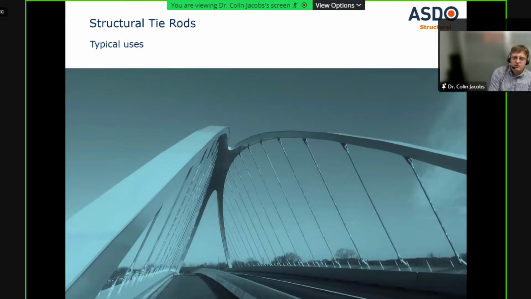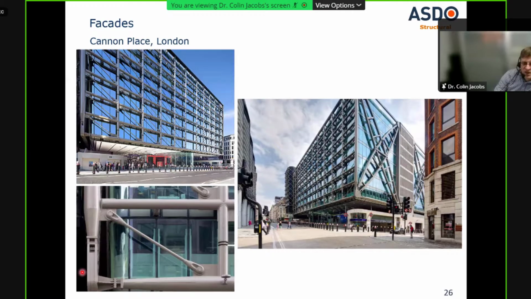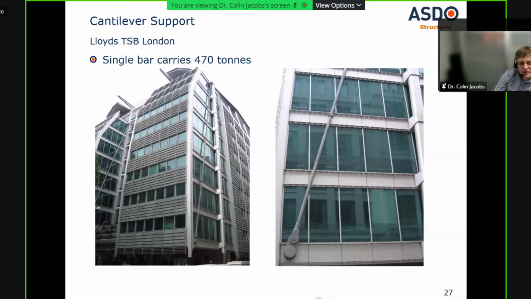I'll just show some of the typical uses of our tie rods. So facades, we have a building here in London. You can see that all our tie rods here are bracing these transfer trusses across here. And we have a project here with an issue where they couldn't put any piles into the bottom of the ground, some air rights issues, so they just cantilevered this floor out here, and a single bar takes a load back to the roof.